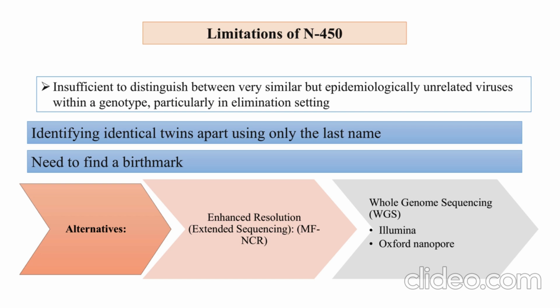Like what? One approach is sequencing the matrix fusion non-coding region, or MFNCR. It's about 1,000 nucleotides long, located between 2 genes. It's one of the most variable bits of the whole genome. More variable than N450. Significantly so. It gives you better phylogenetic resolution, a more detailed family tree of the virus. Plus, it can be sequenced using standard lab methods, Sanger sequencing, which makes it more accessible for many labs.